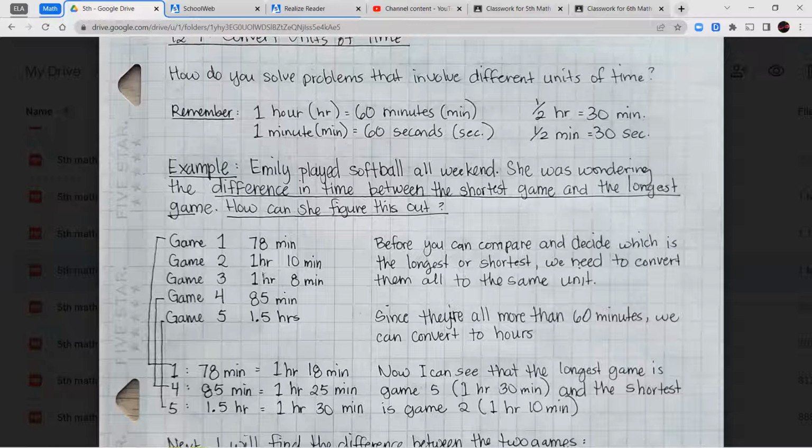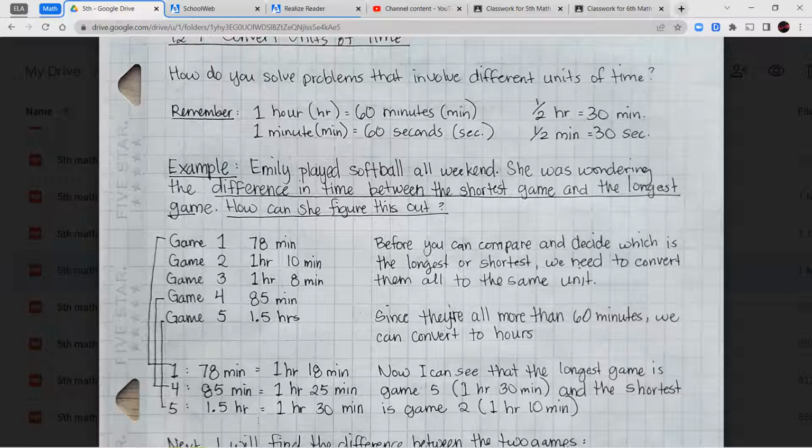The next one, games 2 and 3 are already in hours and minutes, so we don't need to convert those. The next one we're going to convert is game 4, 85 minutes. So again, game 4, we know that 1 hour is 60 minutes. So if I take a group of 60 out of 85, I'm left with 25 extra. So 85 minutes is 1 hour and 25 minutes.